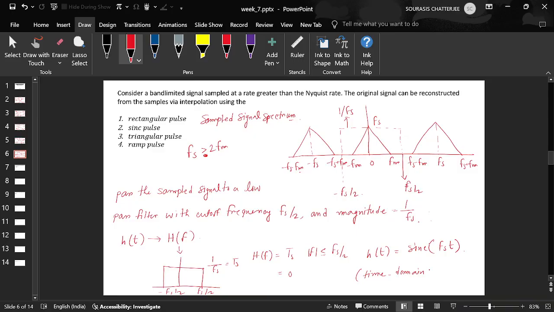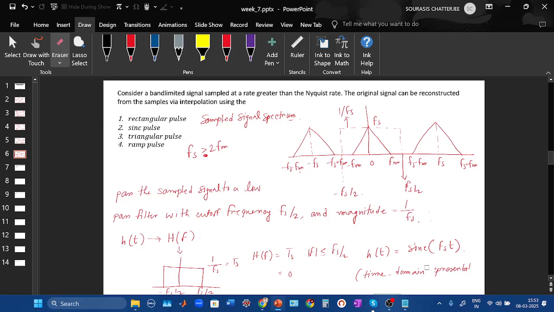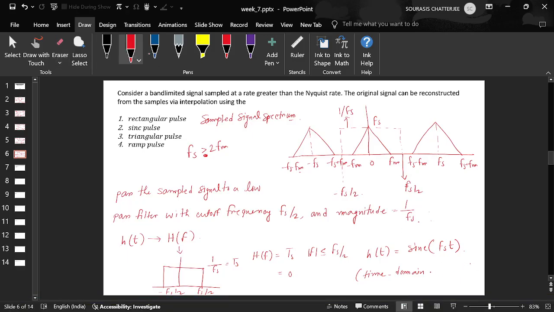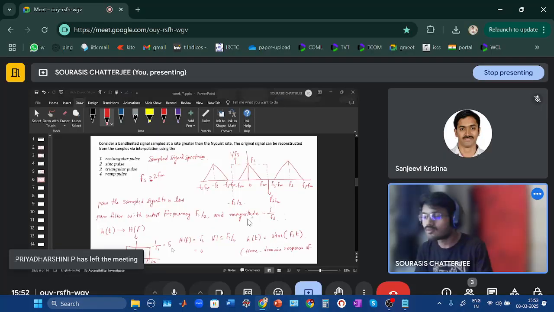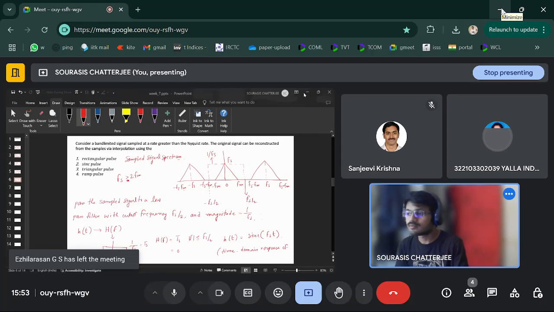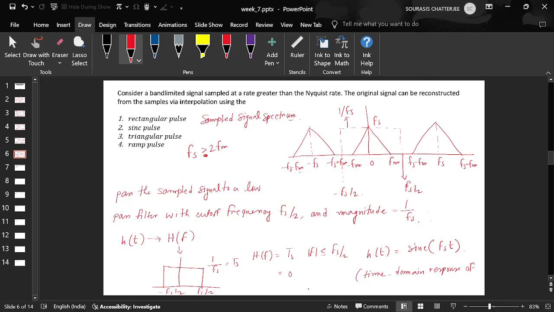Time domain representation. Sorry. Time domain response of low pass filter.